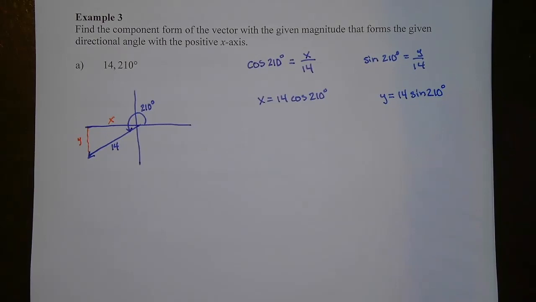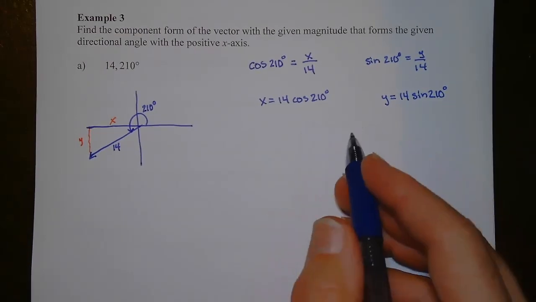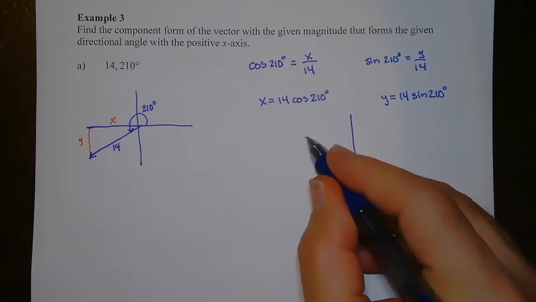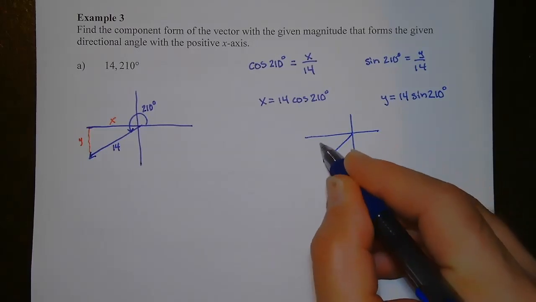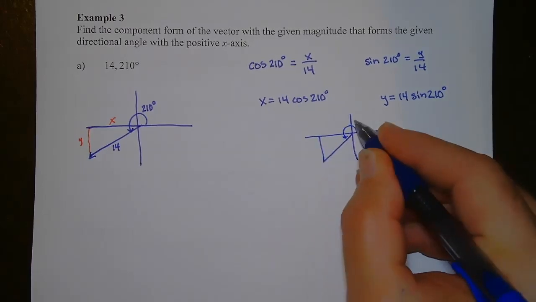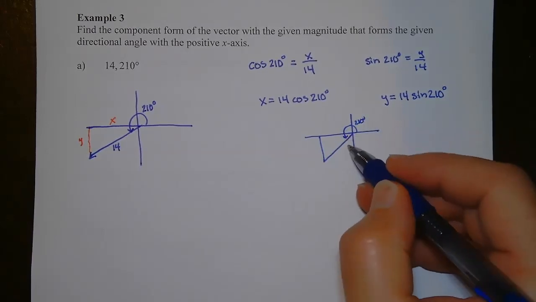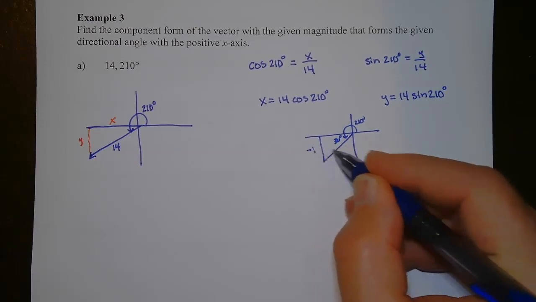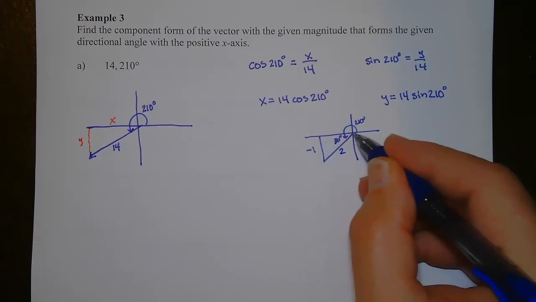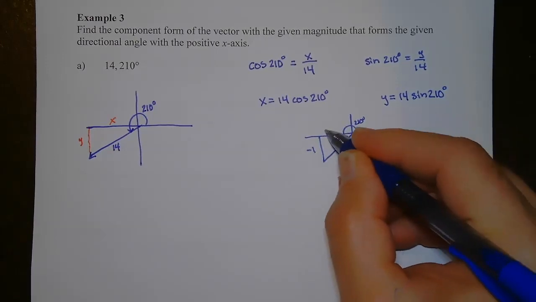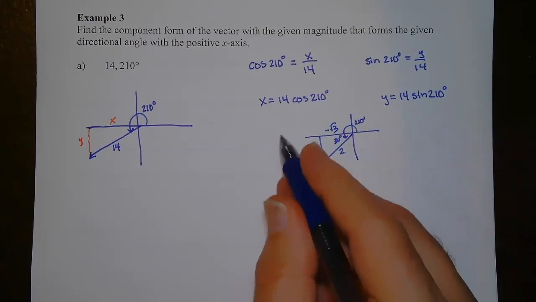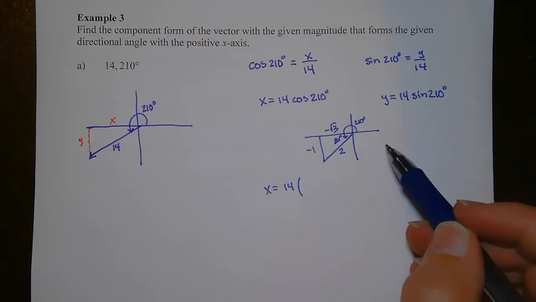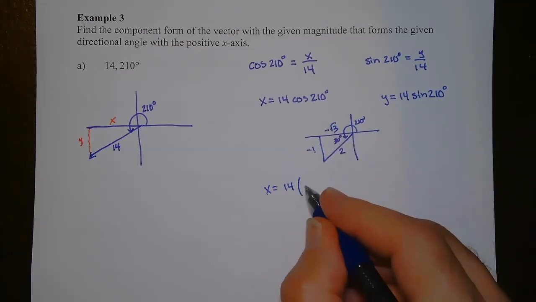Now, if we draw the 210 degree angle, we can figure that out because that's a special right triangle. 210 degrees would give you 30 degrees past 180, so your reference angle is 30 degrees. That would make this vertical leg -1, the hypotenuse 2, and this horizontal leg negative square root of 3. So from this, we would know that X is equal to 14 times cosine of 210 degrees, which is negative square root of 3 over 2.